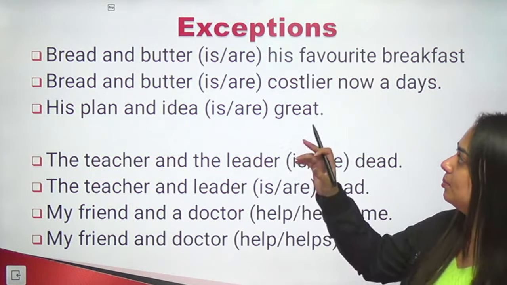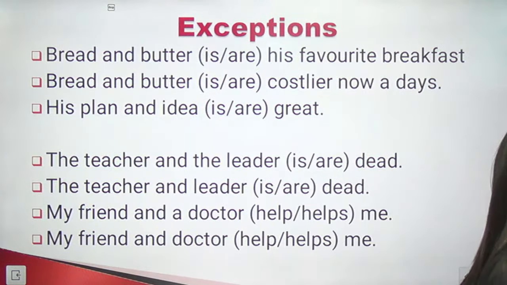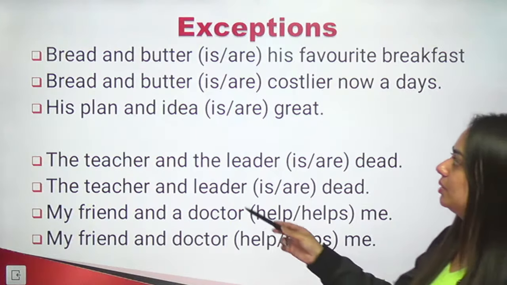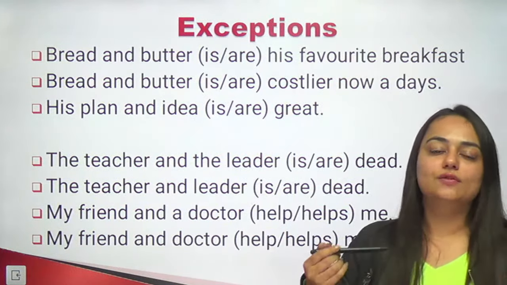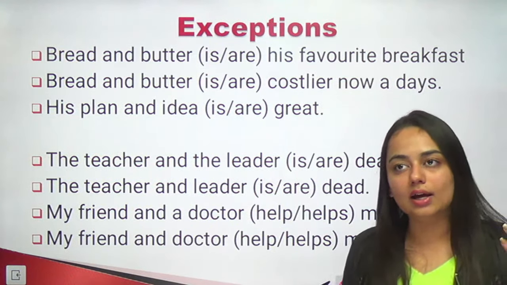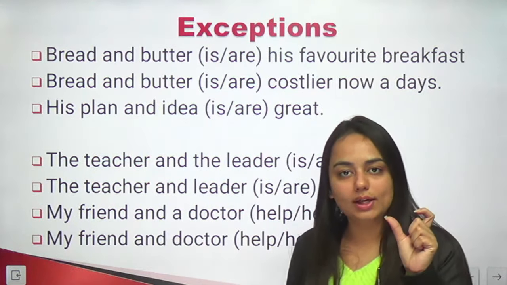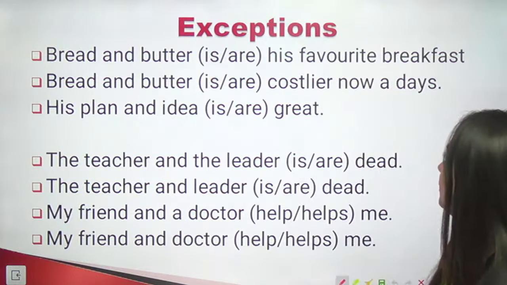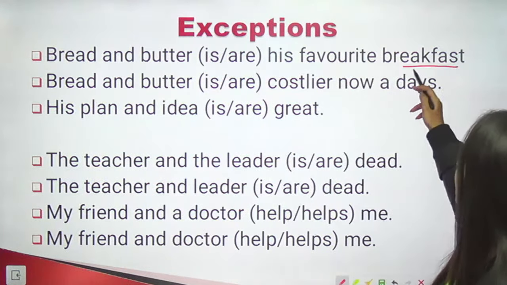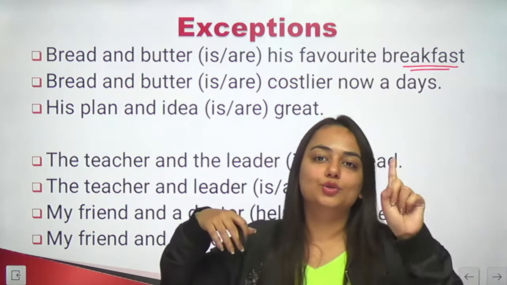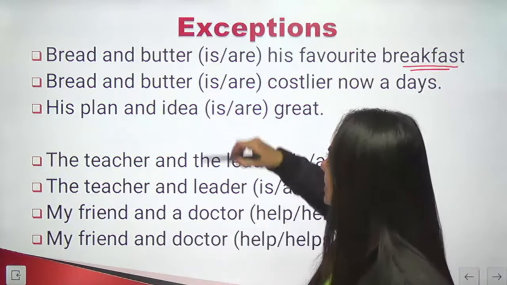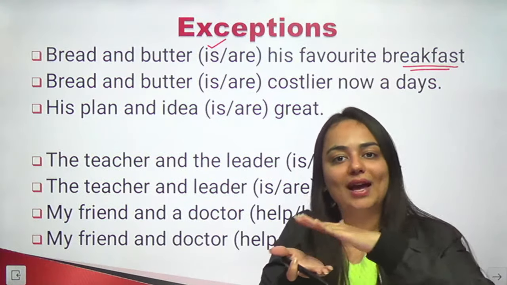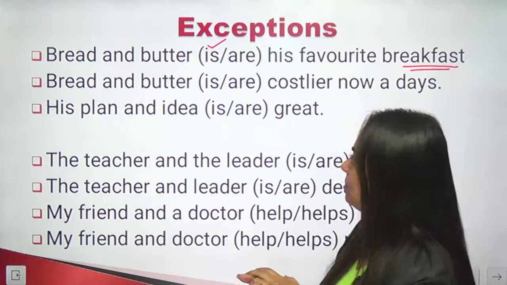Exceptions. Bread and butter is or are his favorite breakfast. Now we have combinations like these, bread and butter. We have to see for other hints. Are they considered as one entity here, one kind of breakfast, or are we taking them separately? So when we are saying his favorite breakfast, obviously we are considering it as one meal. So in this case, we will say is. Bread with butter applied on it. So it's one thing, one meal.